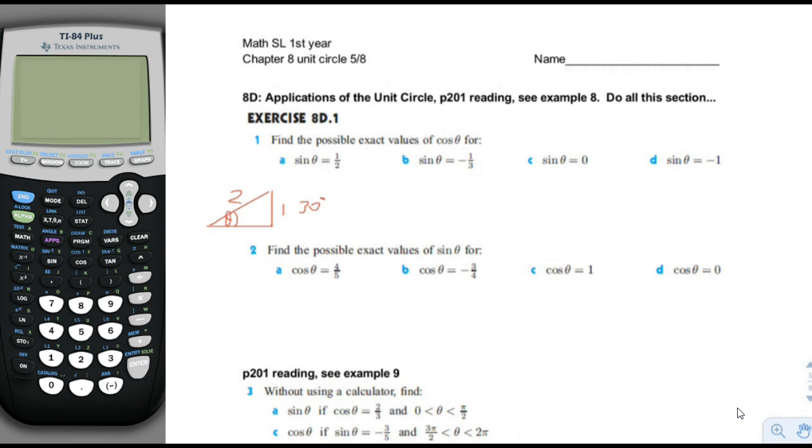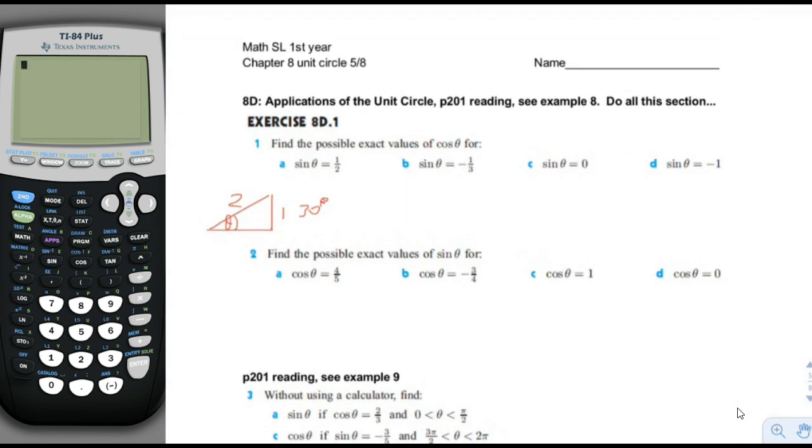Okay, so if we're talking 30 degrees, oh, wait a second, this isn't just 30 degrees, right? Because there is one other angle between 0 and 360 degrees that also has sine 1/2, and that is this angle here. This would be 30 degrees from this side of the x-axis, which would be 180 minus 30 degrees, so 150 degrees.